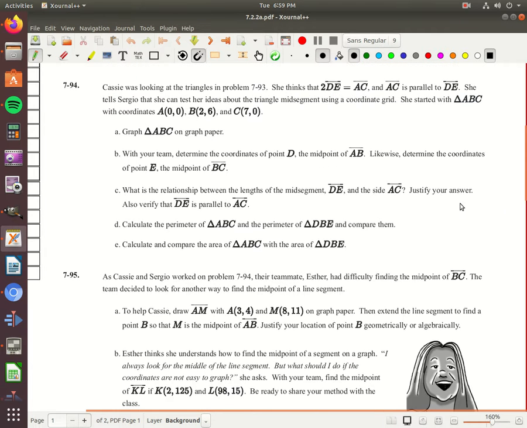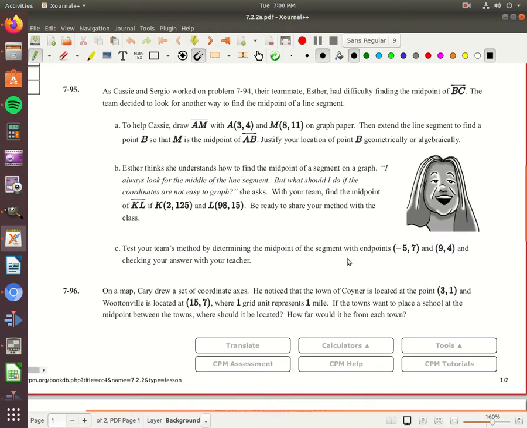Anyway, if I go here, we have, what would be the midpoint of 2, 98? Well, 2 plus 98 divided by 2 is 100 divided by 2 is 50. So my x is 50, and my y is going to be 125 plus 15 divided by 2, or 140 divided by 2 is going to be 70.